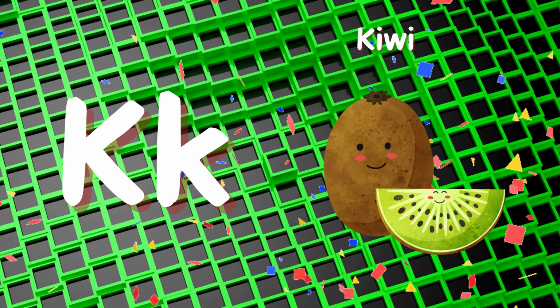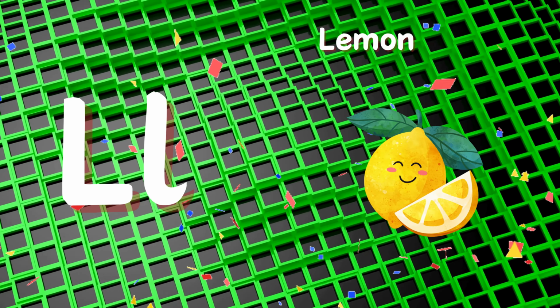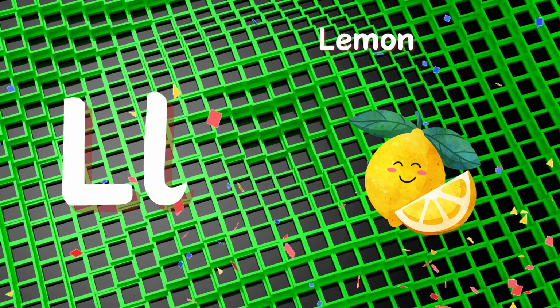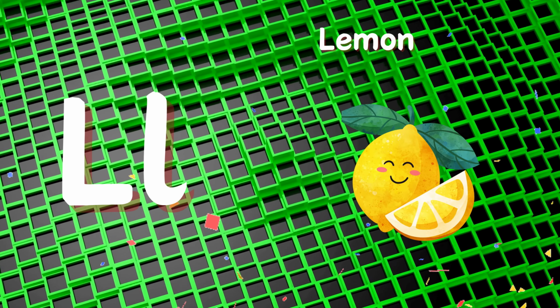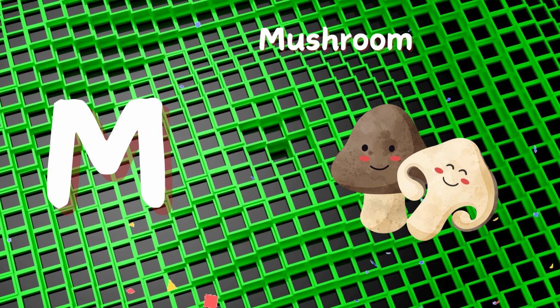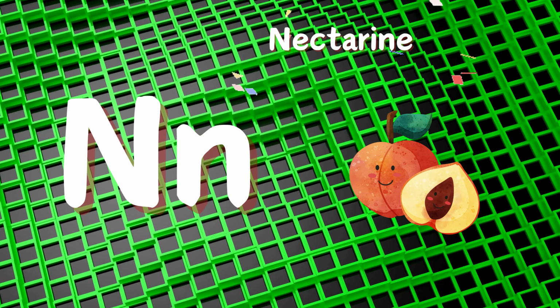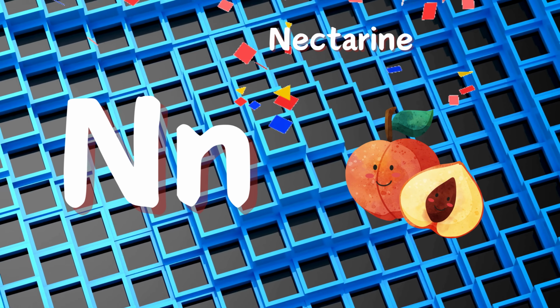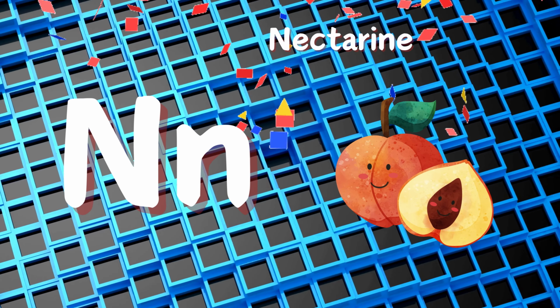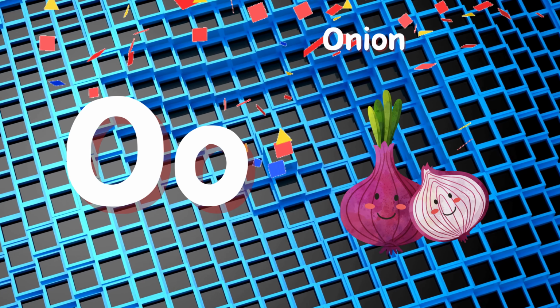K for kiwi. Heya. I am lemon. L for lemon. Good to see you. I am mushroom. M for mushroom. How are you? I am nectarine. N for nectarine. What's happening?